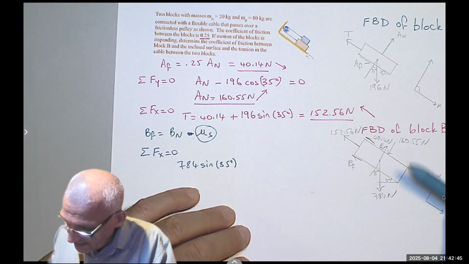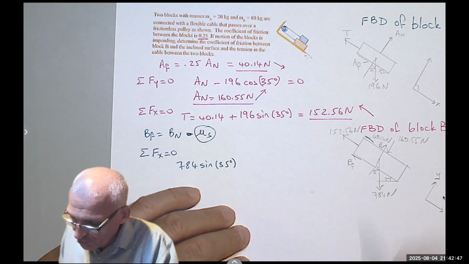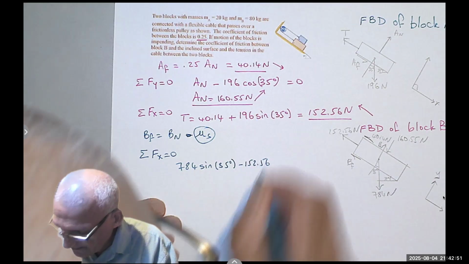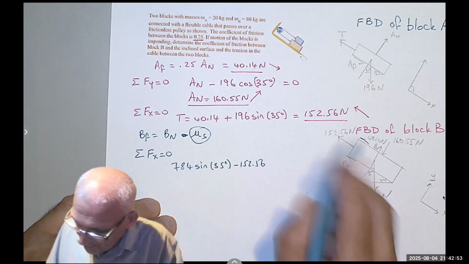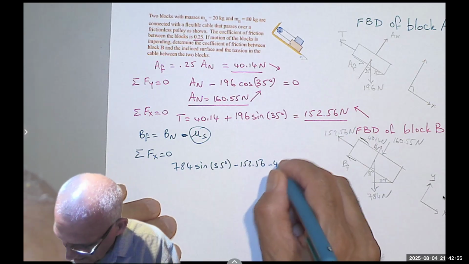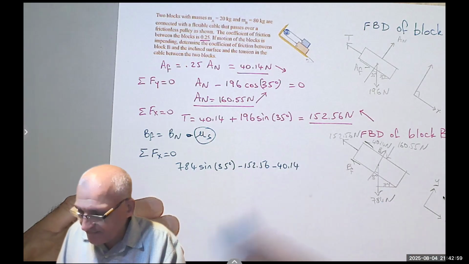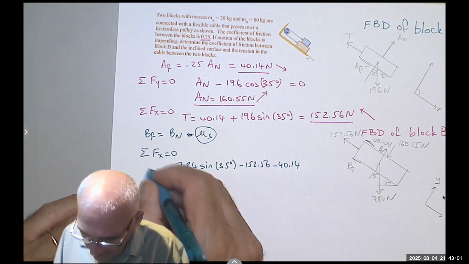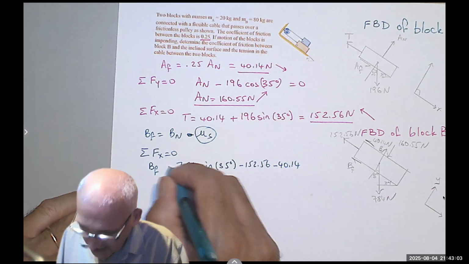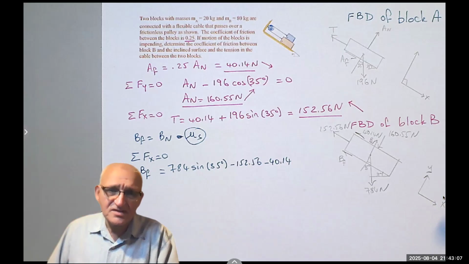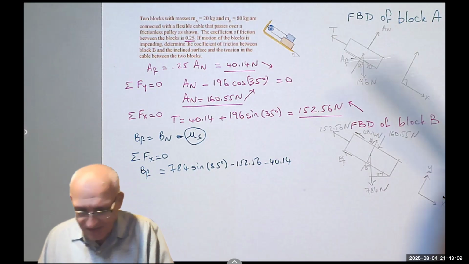I have the 152.56 is negative, so minus 152.56. I have the 40.14 is negative. And I have the B sub F is negative, minus B sub F equals 0, so I will bring the B sub F here and equate that to the rest, instead of saying minus B sub F equals 0 and then rewriting it again, saving time.